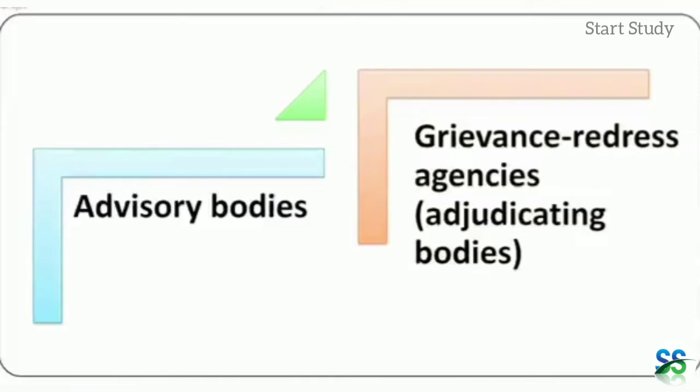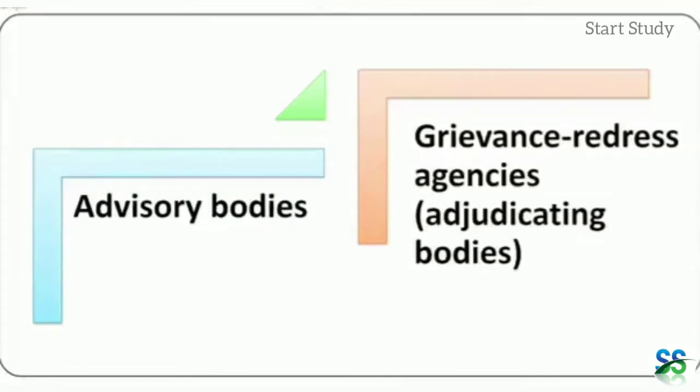Second, State Commission. Each state commission consists of a president and at least two other members, one of whom should be a woman. They are appointed by the state government concerned. For appointment as the president of the state commission, the person should be either a sitting or a former judge of the High Court. For the other posts of the members, the qualifications are the same as those for the members of district forums. Third, National Commission.